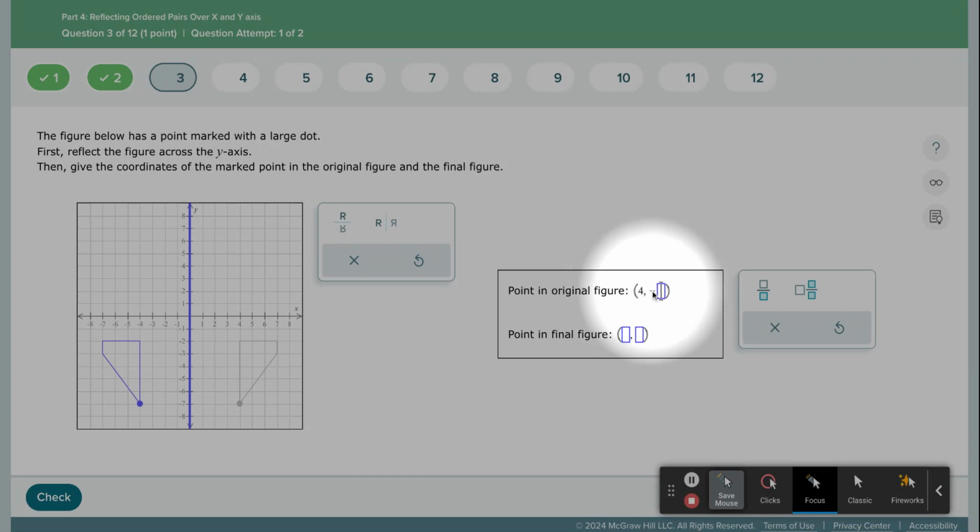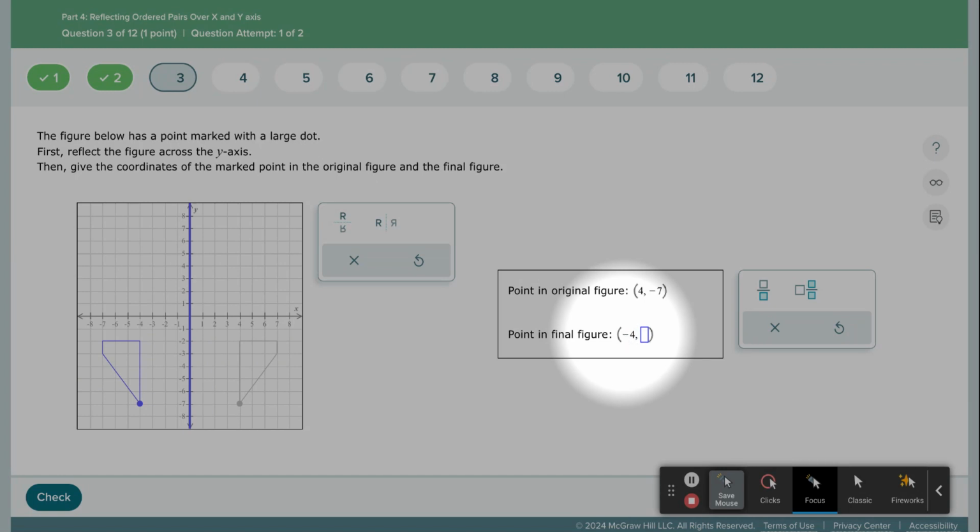+4, -7. Now my final figure, right, to get here, if I start at the origin, I need to go to the left, or I always say back, but to the left 4 and then down 7. So if I go back and down, both of those are negatives. Okay, so I have a -4, -7.